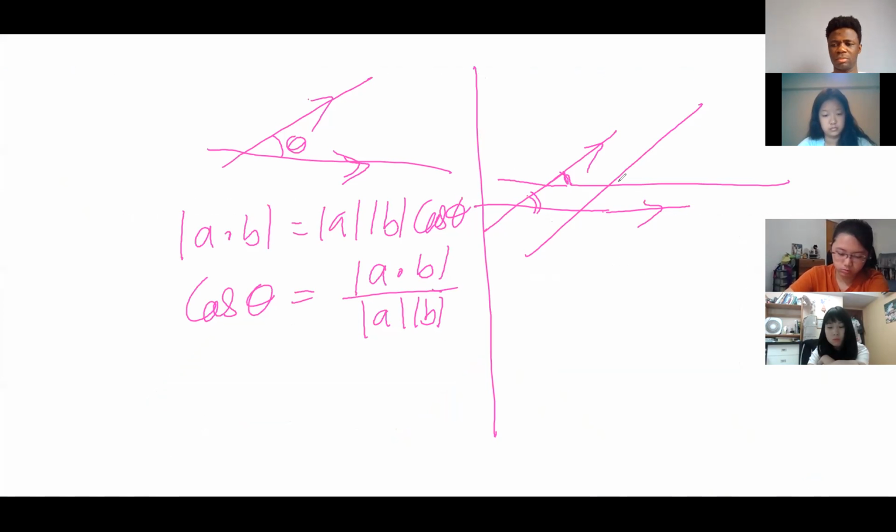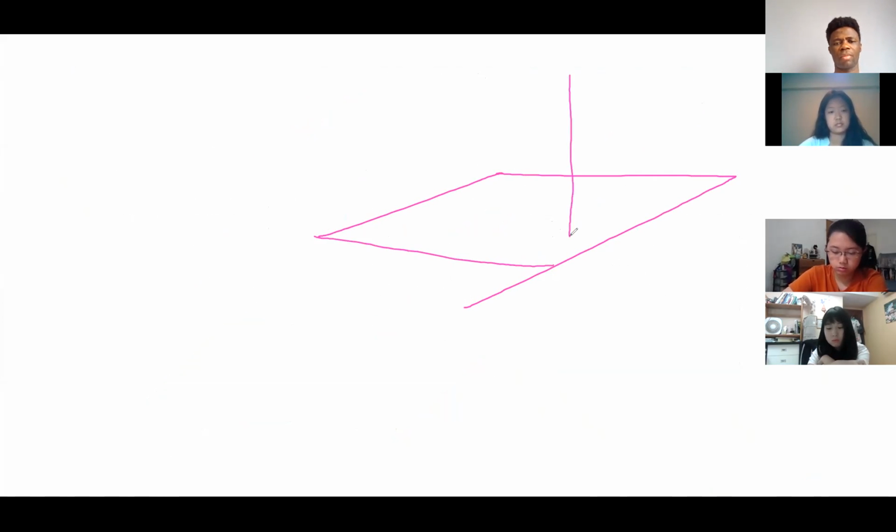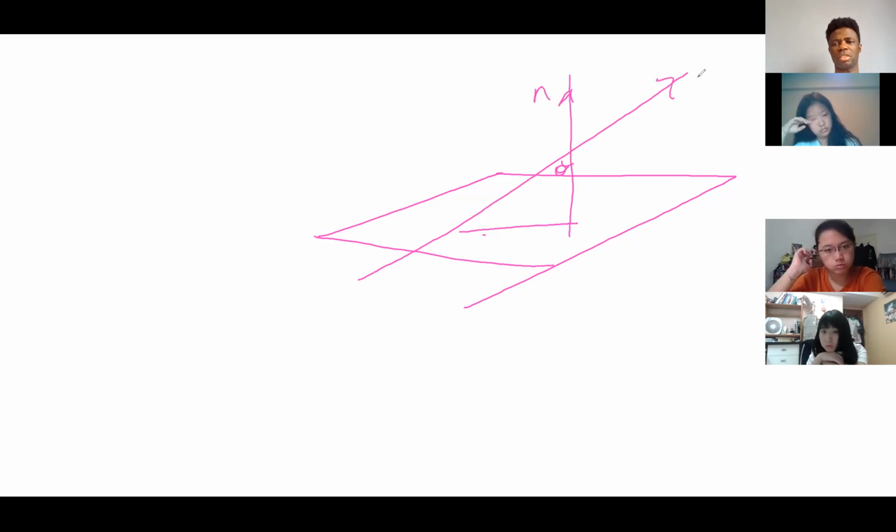Okay, so again, I have a plane. There is a normal to the plane, and there's a line somewhere, but this is the direction vector of the line to the plane. Okay, now we're interested in this angle because it's easy for us to establish first. Now this is the normal to the plane, this is D.